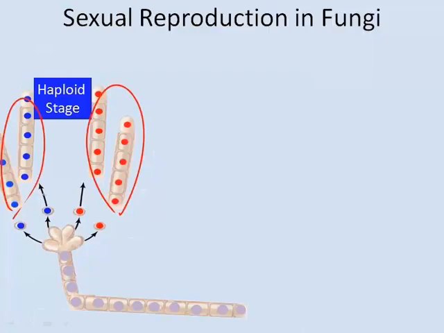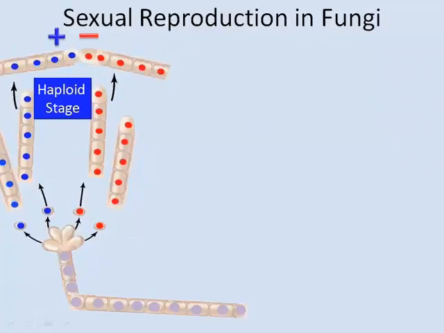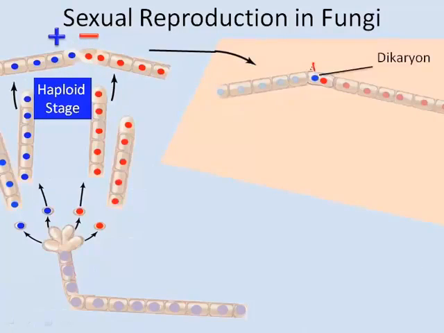Haploid hyphae look identical to one another, and so are not called male and female. Instead, they are called plus and minus hyphae. Hyphae of opposite mating types grow toward one another, and the tips of the hyphae fuse to create a cell with two different nuclei, a plus nucleus and a minus nucleus. This cell, with two nuclei, is called a dikaryon.